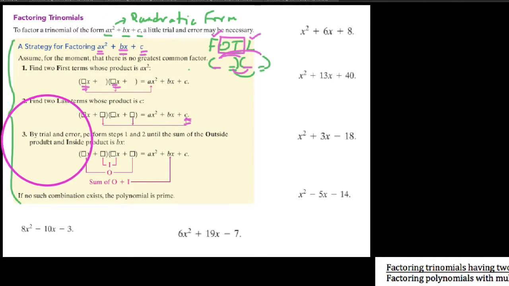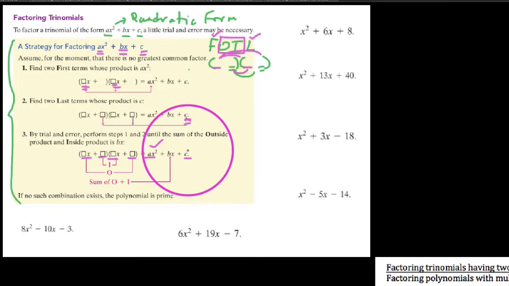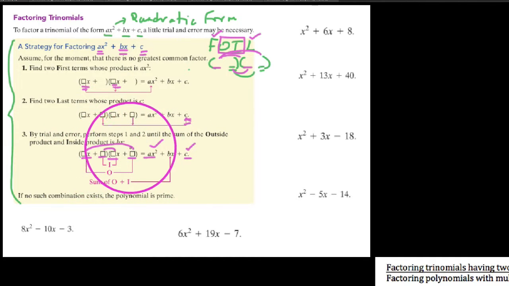So we say on step 3 here, by trial and error, perform steps 1 and 2 until the sum of the outer and inner product is bx, okay? So in other words, at this point, we would have gotten this because we know that produces our ax squared, check. We would have put in two terms here for the last two. That would have produced our c term, our constant term, check. And then the last thing we do is we just multiply these and add them up and say, well, look, when I do that, do I get the middle term? Because if we don't, we're just going to move things around until we do, okay? That's where the guess and check part comes in.